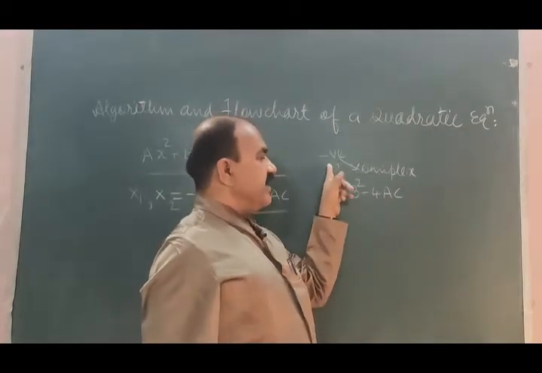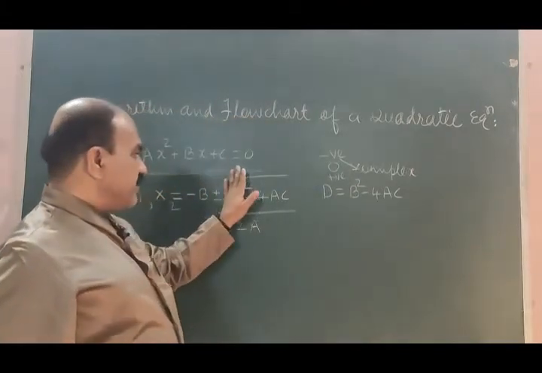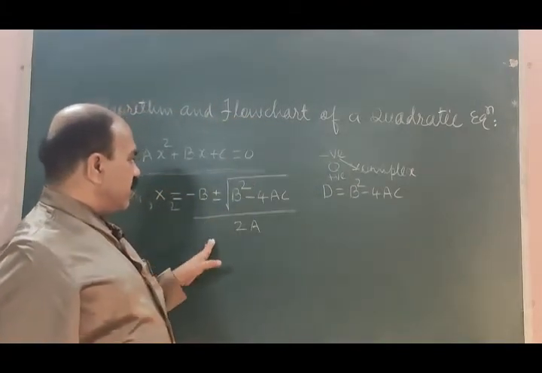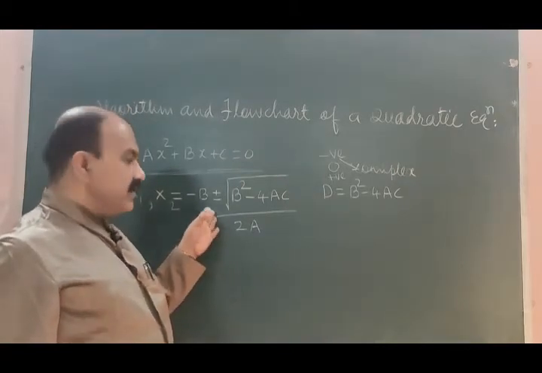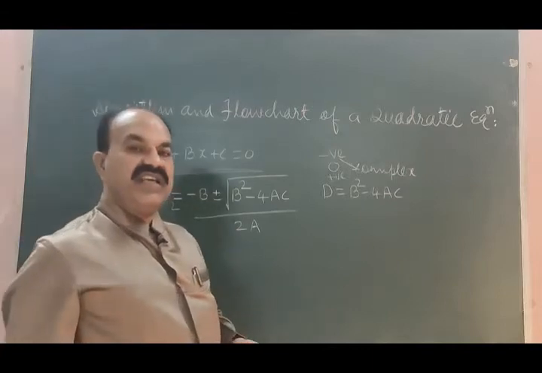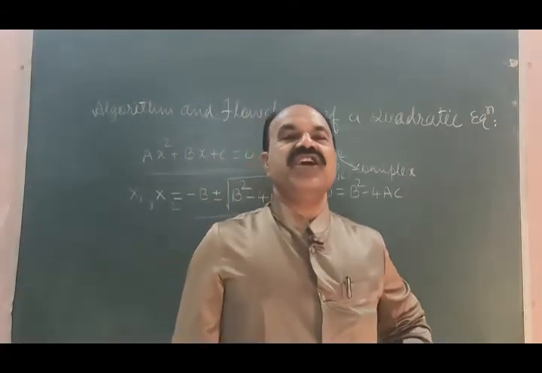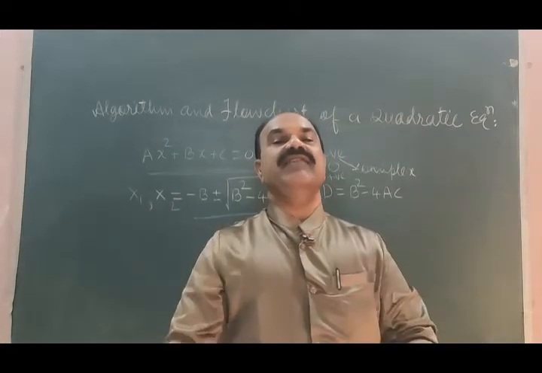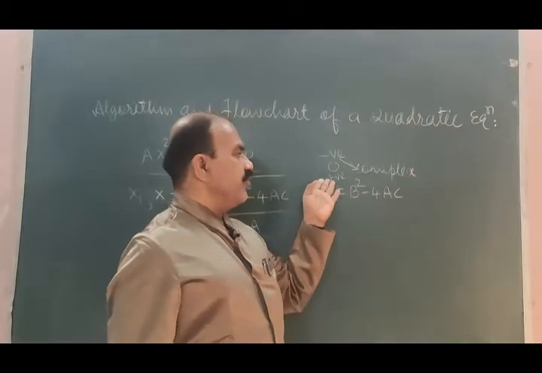If this discriminator d is 0, this has become 0. And what is left? Minus b by 2a. These two roots are real and equal.